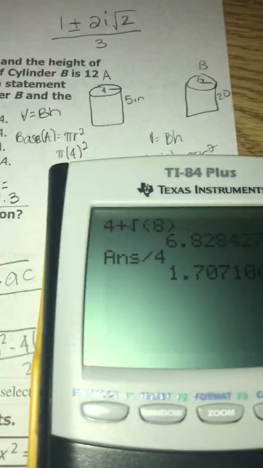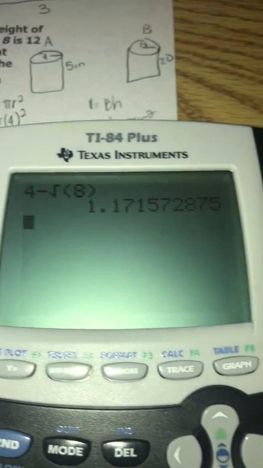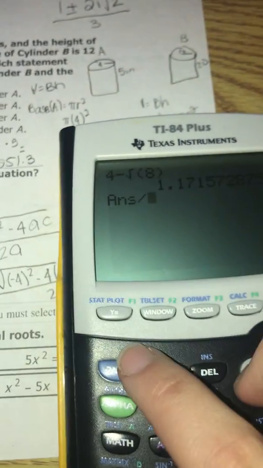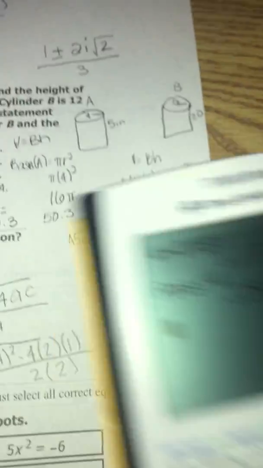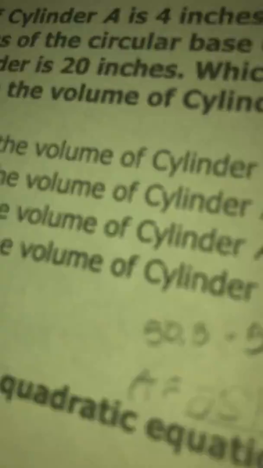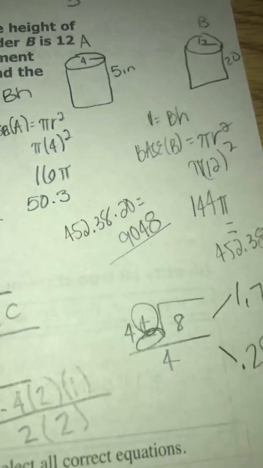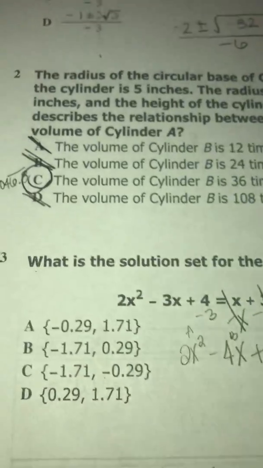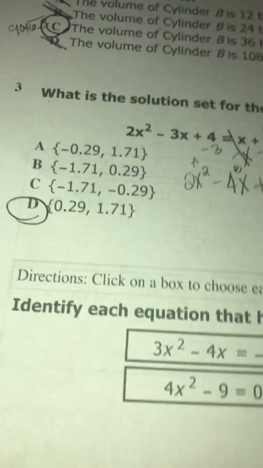And then now we're going to subtract. So 4 minus the square root of 8 divided by 4 equals 0.29. Okay, so our answers are 1.71 and 0.29. And we go over here and look at our choices. We see that D is the correct answer.